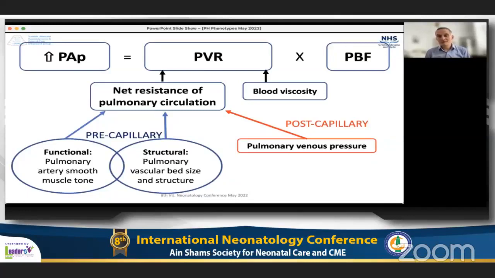There's also a contribution to pulmonary vascular resistance that is postcapillary, determined by the pulmonary venous pressure, and in turn, the pressures in the left atrium and the left ventricle. And under normal circumstances, that's a relatively minor contribution, but it may become important in disease states, and we'll talk about that later.